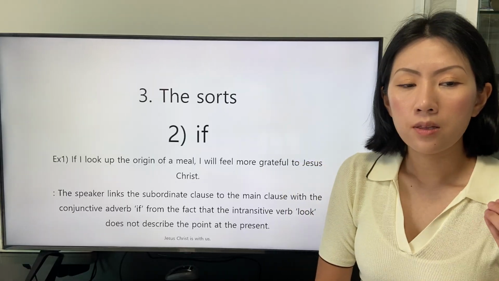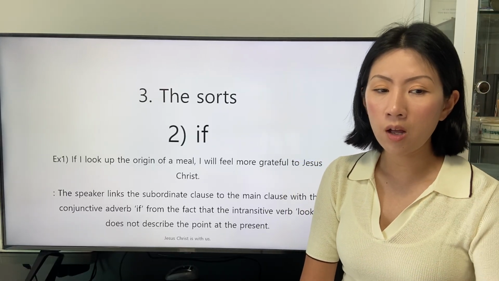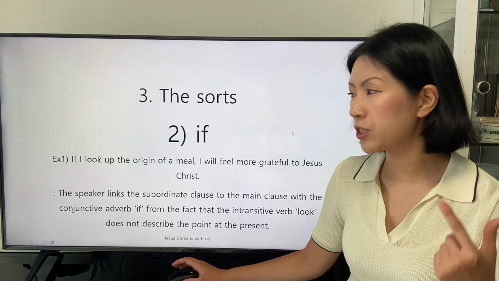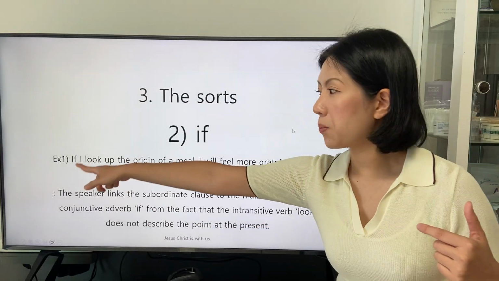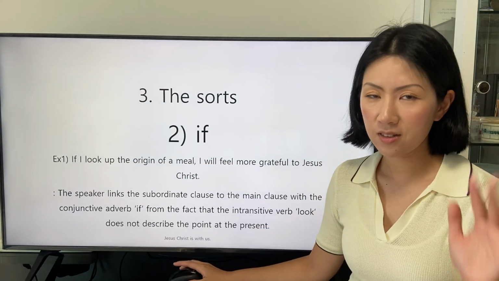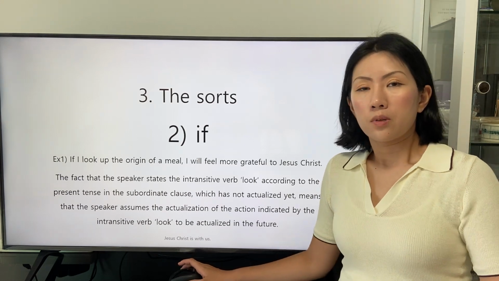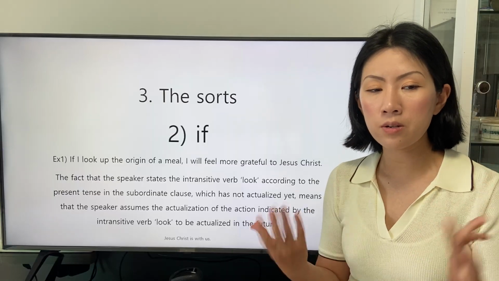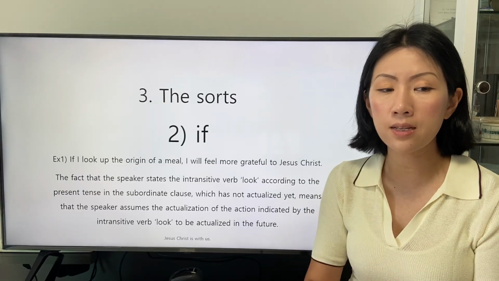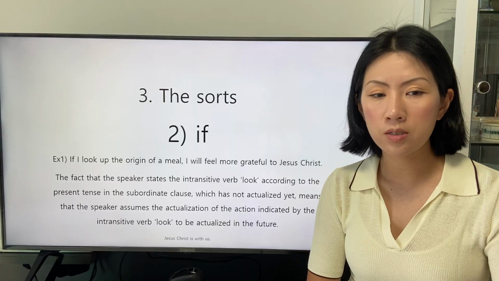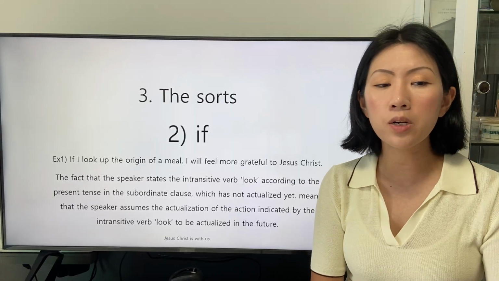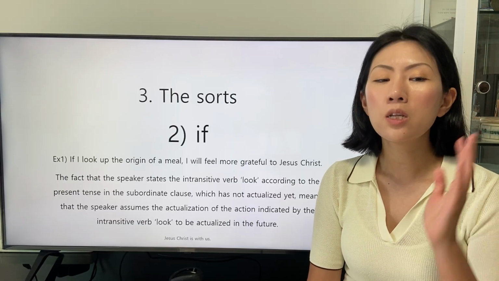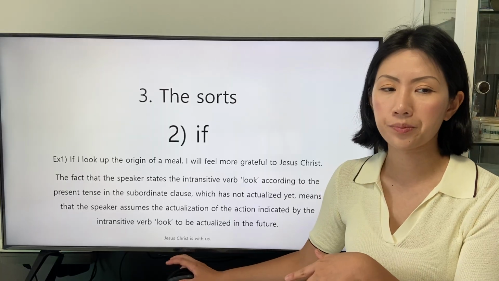From the fact that the intransitive verb look does not describe the point at the present, the definition of the intransitive verb look in the subordinate clause wasn't actualized or isn't actualized. The fact that the speaker states the intransitive verb look in the present tense in the subordinate clause, which has not actualized yet, means that the speaker assumes the action indicated by the intransitive verb look to be actualized in the future.